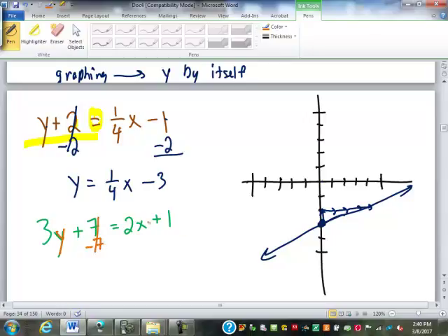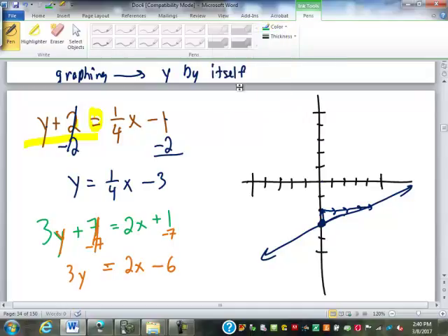Now again, when I add or subtract, I only have to do it to one piece on each side. So I can subtract that 7, make it go away. I have 3y over here. I have to subtract 7 on this side. I'm going to subtract it from the 1. So the 2x isn't going to change. 1 minus 7 is a -6.